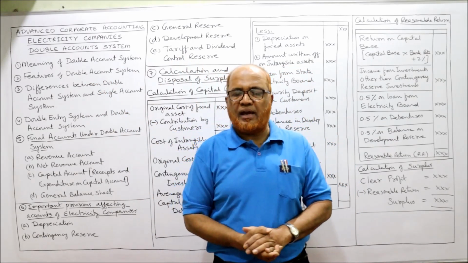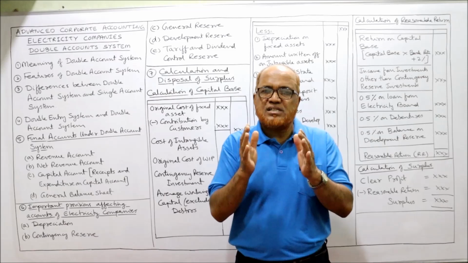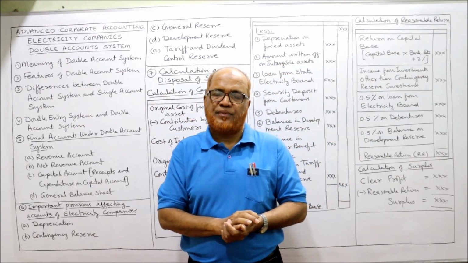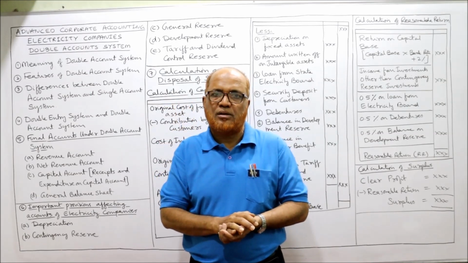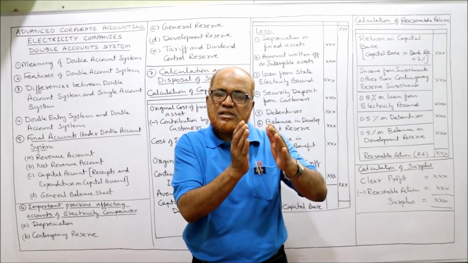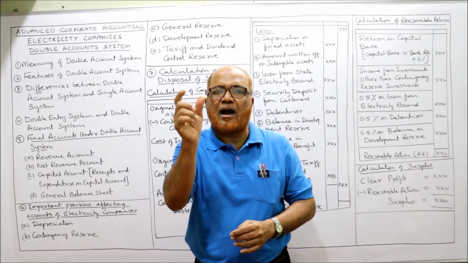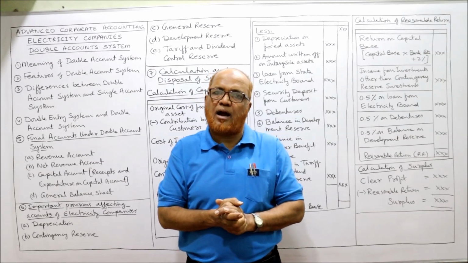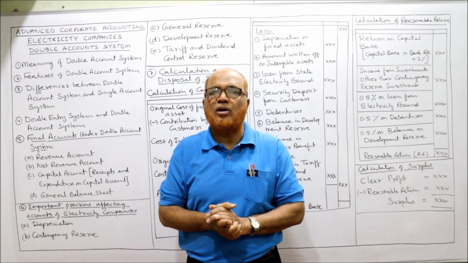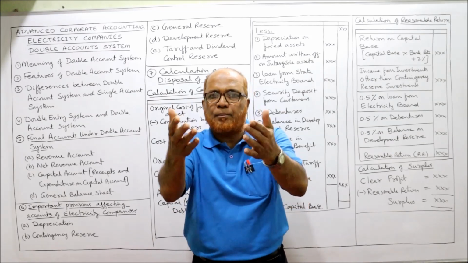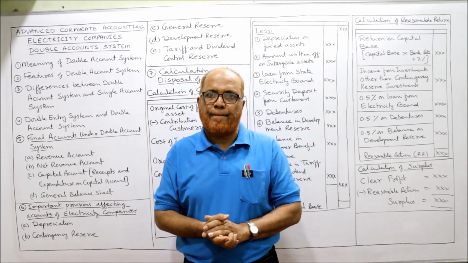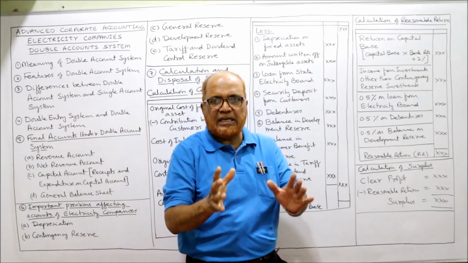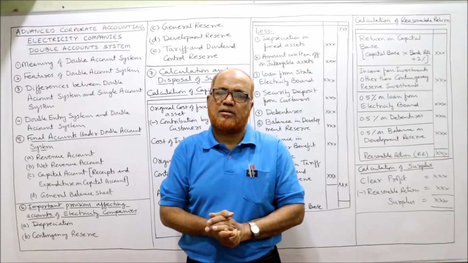Now, the features of the double account system. The first feature is that instead of one balance sheet, they will make two balance sheets. The first part of the balance sheet is called the capital account, or revenue and expenditure on capital account. The second part is the general balance sheet. So the first feature of this double account system is that two balance sheets are prepared.